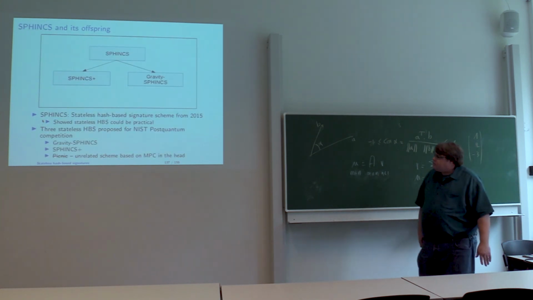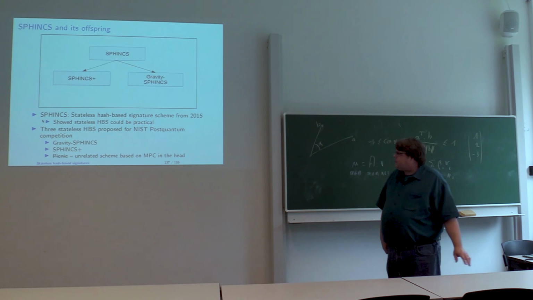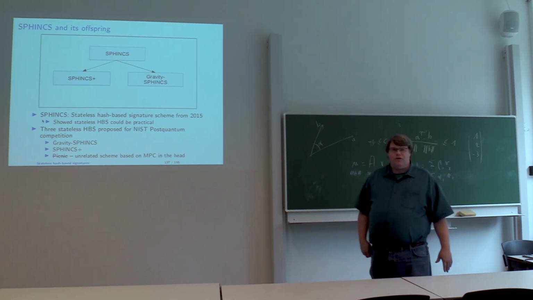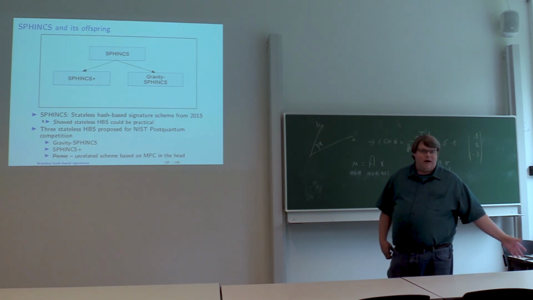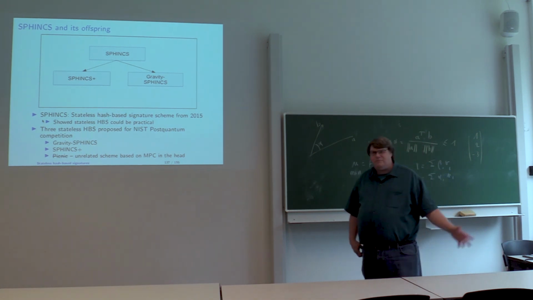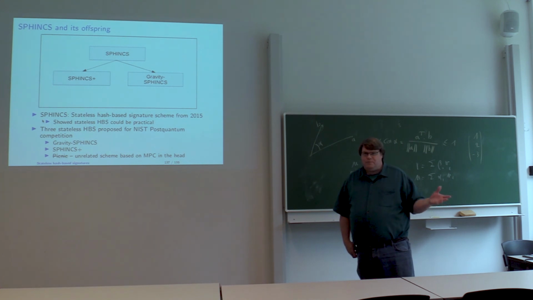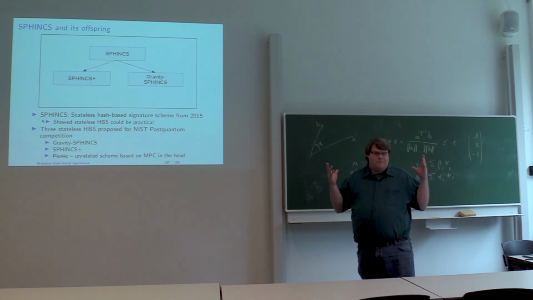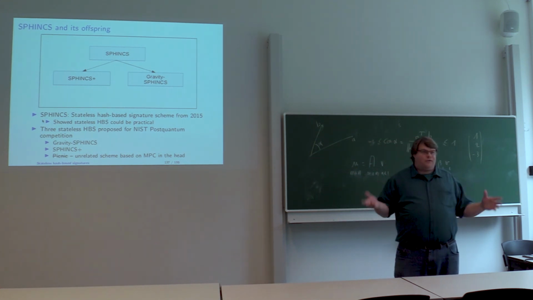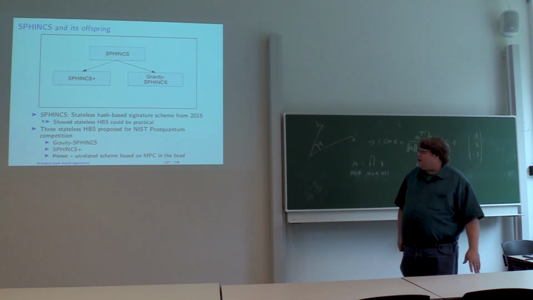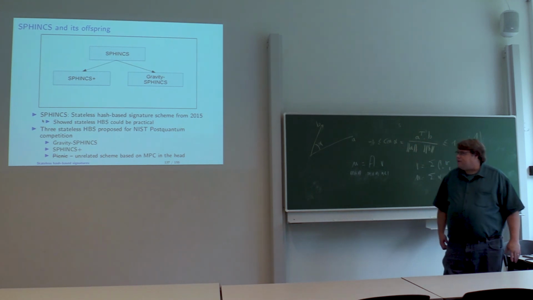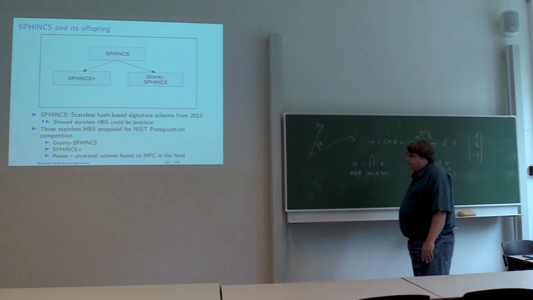So Sphinx was published, I believe, in 2015, and it showed that you could make a full stateless hash-based signature scheme and it would be practical, right? There was an earlier idea from Goldreich that showed you could do this in principle, but this is actually where you get a practical scheme that you could use, okay? And then basically there were 3 stateless hash-based signatures proposed for the NIST post-quantum competition.